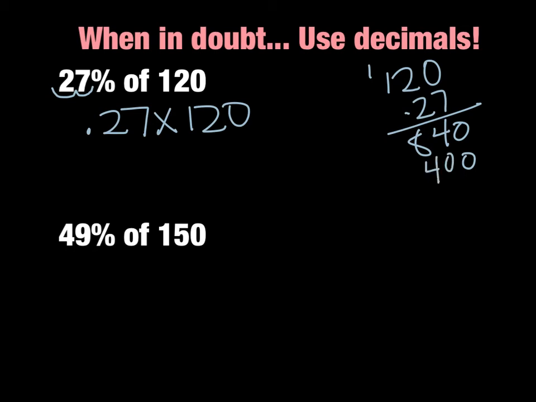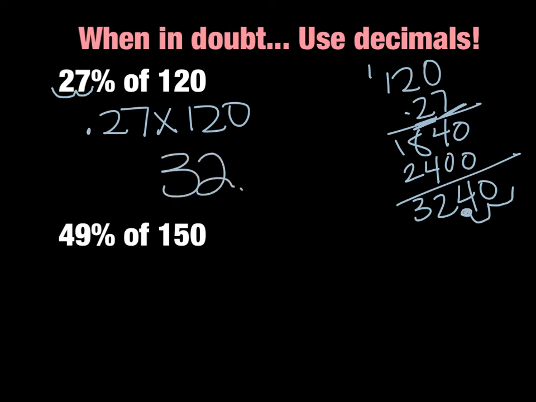Remember your placeholder. 2 times 0 is 0. 2 times 2 is 4. And 2 times 1 is 2. Last step is adding. So I get 3240. There are 2 place values behind a decimal, so I move it back 2 times. So my answer is 32.4. That 0 at the end is not necessary, but would be okay.